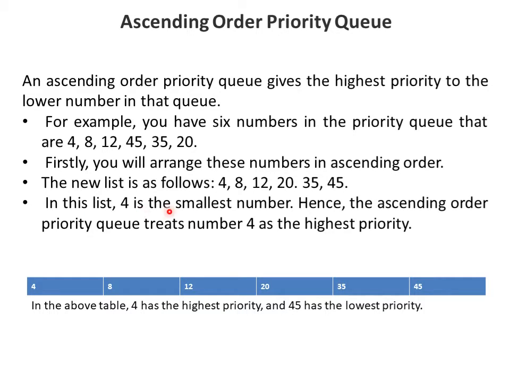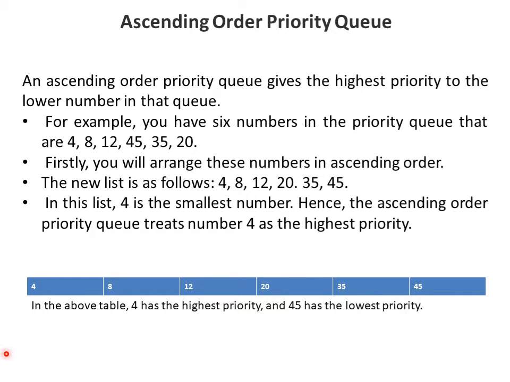In this list, 4 is the smallest number, hence the ascending order priority queue treats number 4 as the highest priority. That means during the rank we will say that the 4th rank is the highest priority. In this example, you can see it graphically, or diagrammatically, represented: 4, 8, 12, 20, 35 and 45. This is a queue with an ascending order priority.